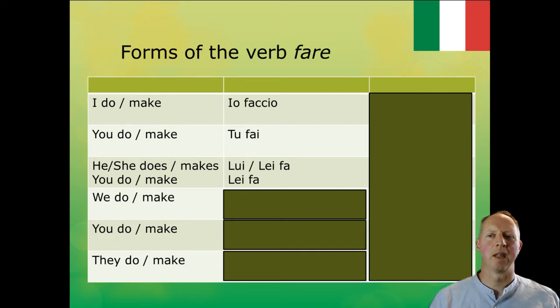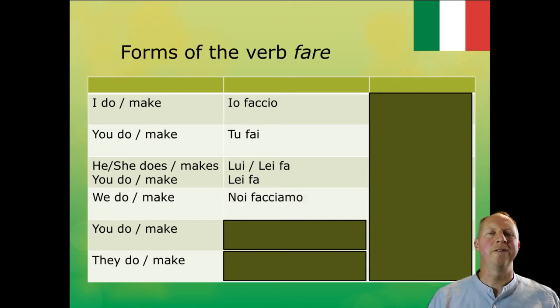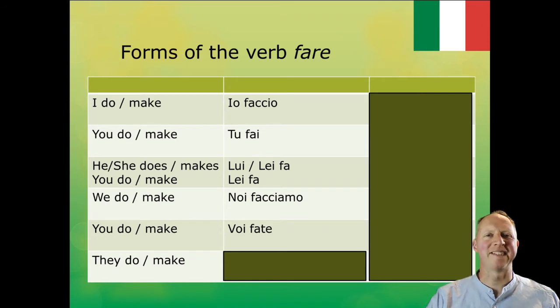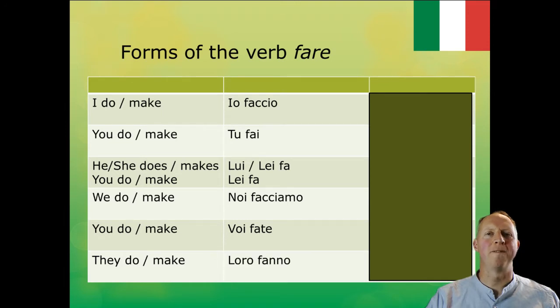Okay, we do or we make, noi facciamo. You do or you make, speaking informally to a group, is voi fate. And they do or they make is loro fanno. And those six forms, faccio, fai, fa, facciamo, fate and fanno, are all different.